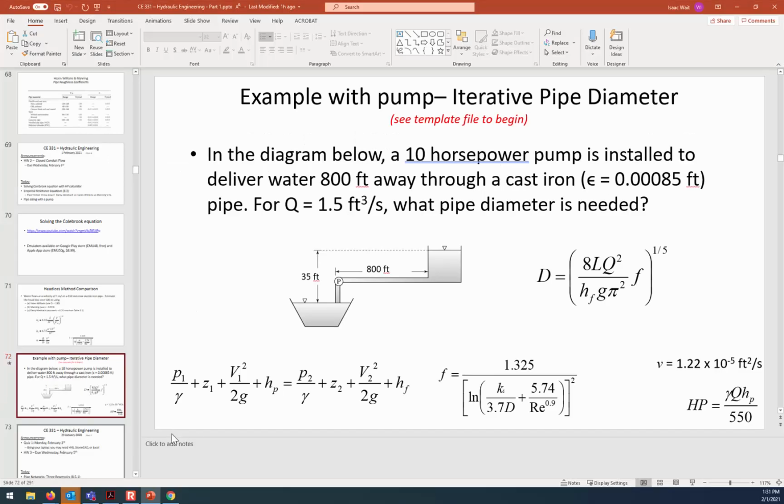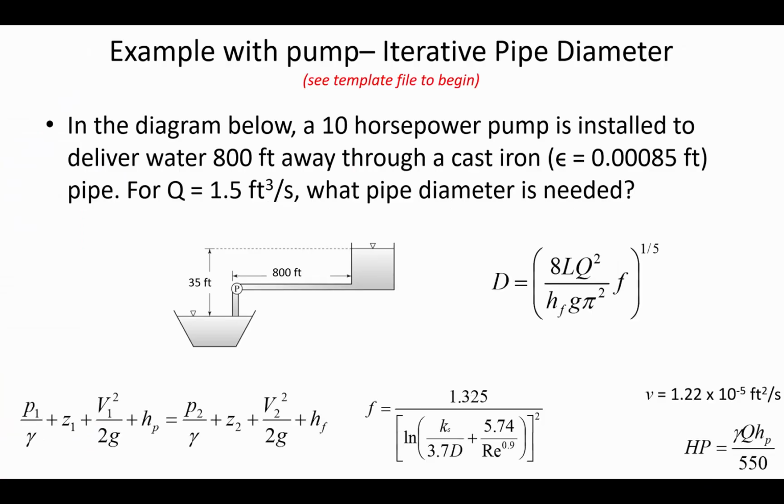So what pipe diameter is needed? We're going to use all of these equations along the way. We're going to use the kinematic viscosity of water, 1.22 times 10 to the minus 5th feet squared per second. Here's the relationship between the horsepower of a pump and the pump head, flow rate, and unit weight.